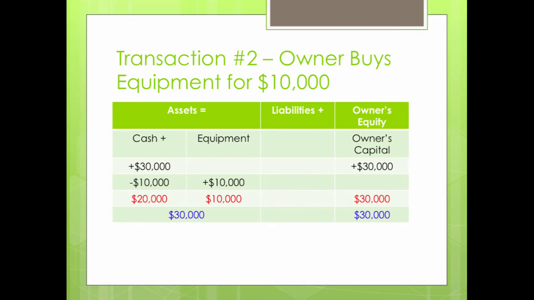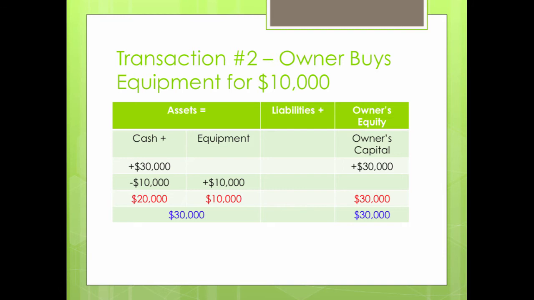So, this is how we will continue to record transactions. We're going to determine the accounts that it affects. And remember that it must affect at least 2 accounts, and the equation amount must be equal in the accounting equation. In other words, assets equals liabilities plus owner's equity. So let's continue with transaction number 2.